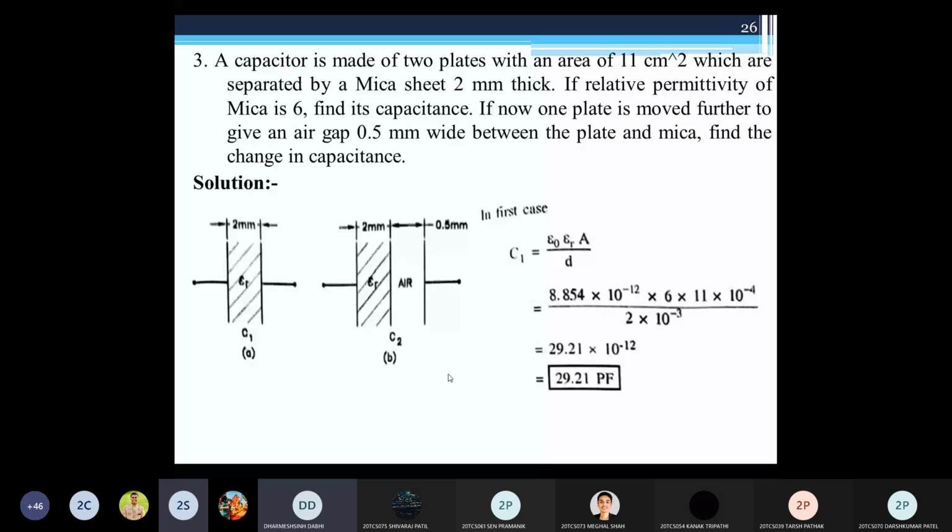Sir? Yes, yes. What is the answer? 11.68 picofarad. Yes, 11.68 picofarad. Yes, you can find this calculation here.